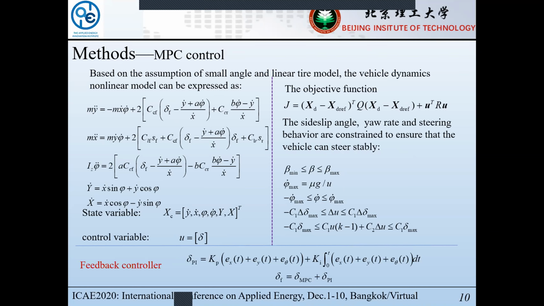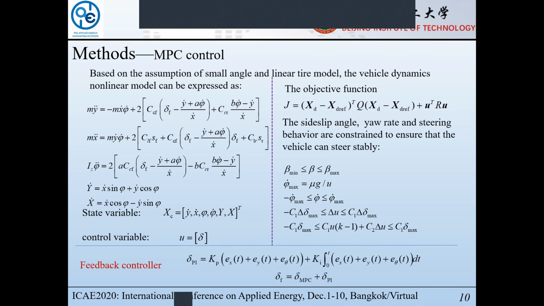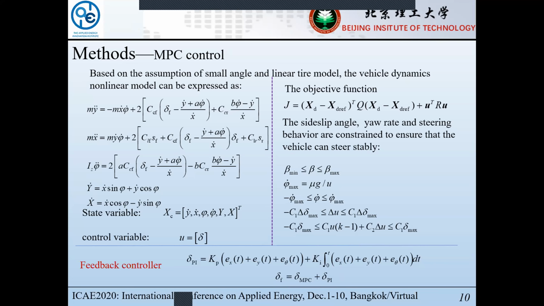Aiming at the influence of changing parameters and other measurable disturbances on the tracking performance, the idea of steering angle compensation is proposed. The designed controller can be expressed as follows.